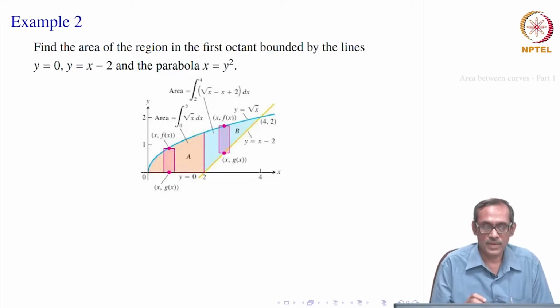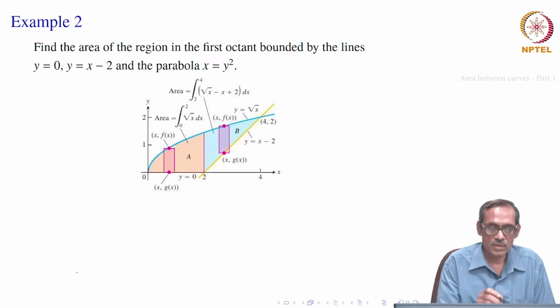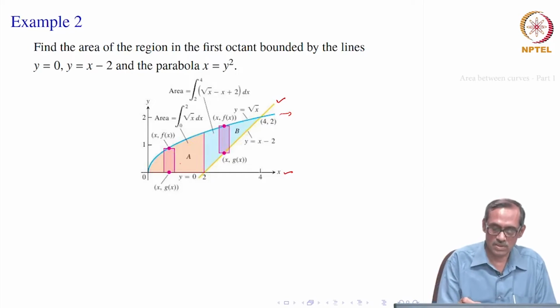Okay. So, here is another problem. We want to find the area of the region in the first octant. These curves might intersect somewhere else, we are not worried, only in the first octant is the region we want, which is bounded by the lines y equal to 0, that is the x axis, y equal to x minus 2, that is this yellow line, and the parabola x equal to y square, which is the blue curve. So, this is the region, and you want to find the area of this region.